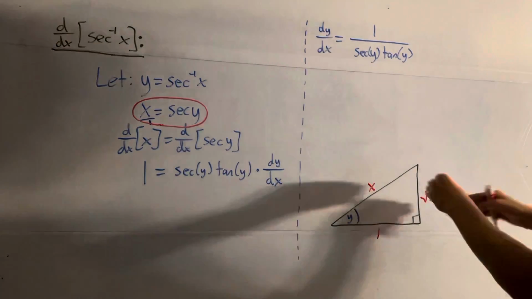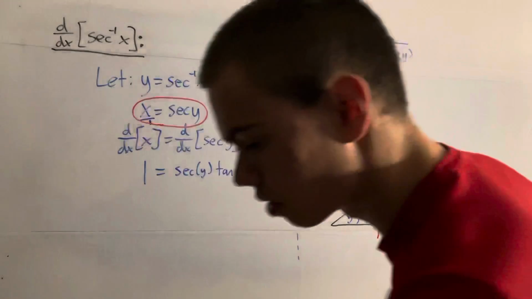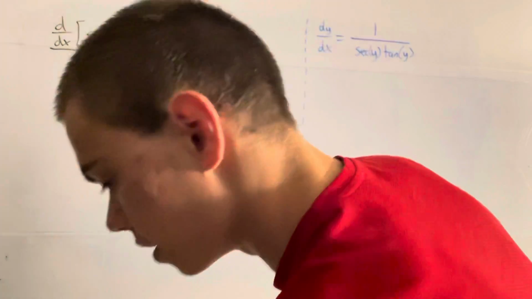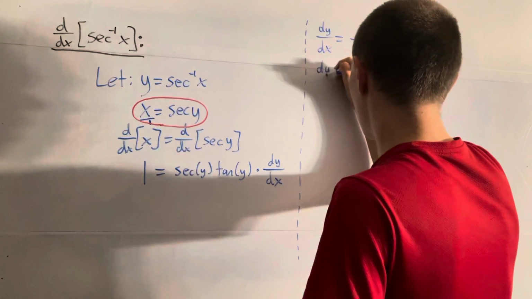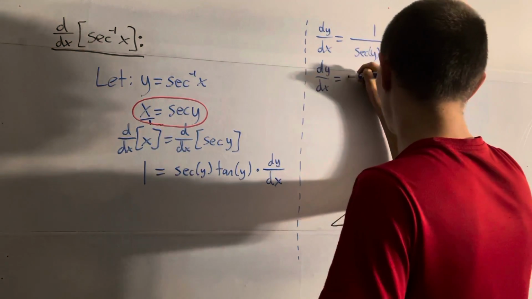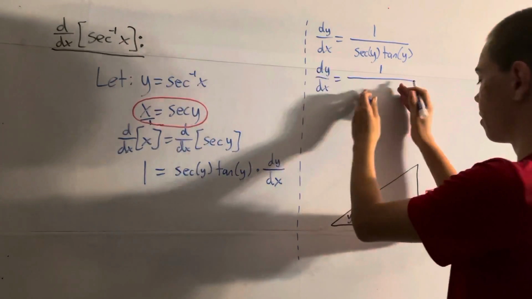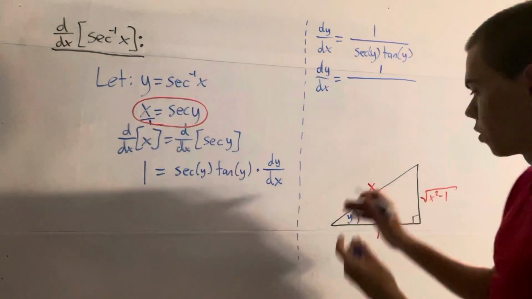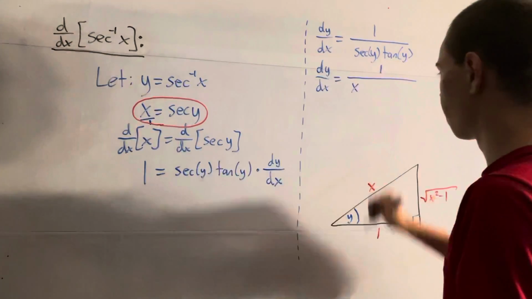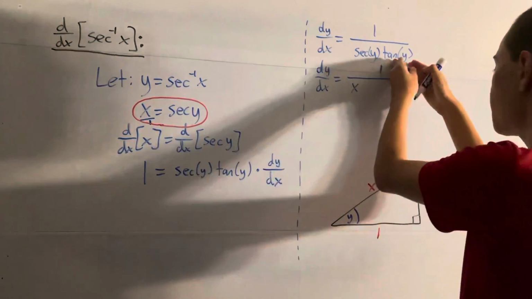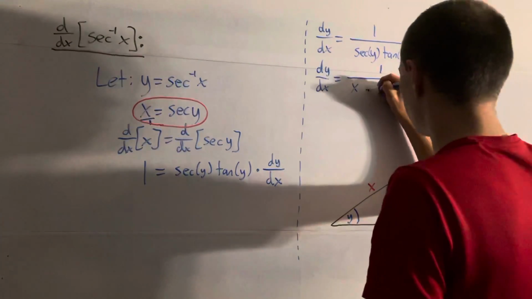Now that we know these side lengths, we're able to figure out the derivative of y with respect to x. Continuing to simplify, we get dy over dx is equal to 1 over the secant of y. The secant of y is hypotenuse over adjacent, so it's x times 1. So we have x. And the tangent of y is opposite over adjacent, which is the square root of x squared minus 1.